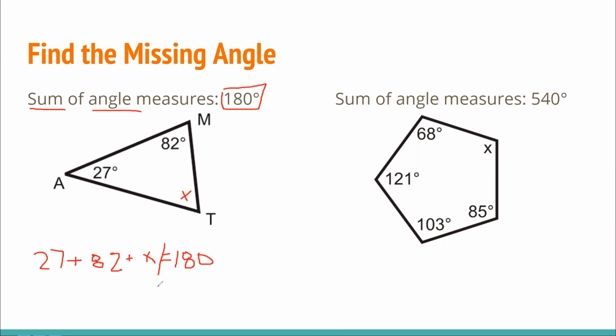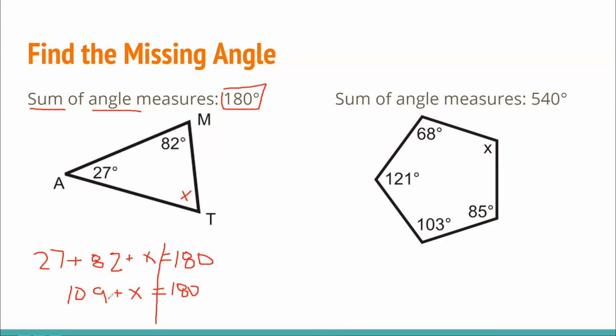So now I'm going to draw my line. I have to simplify this left side first. So I'm taking 27 plus 82, and that gives me 109. We've still got our x. We can't combine those two because they are not like terms. And then we still have our equals 180 on that side.